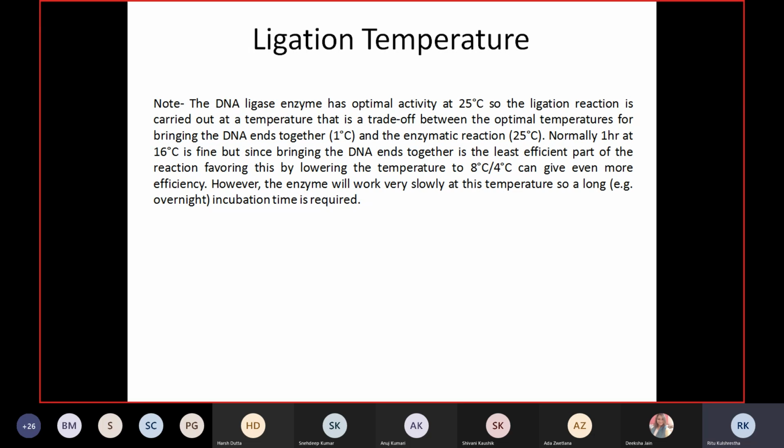So let's say in your tube you have 5,000 vector molecules and let's say 2,000 insert molecules, and you want to ligate them and then transform them, and you want to get your ligated product. So even if 10 molecules have bound to each other or ligated to each other and then you transform, maybe it's good enough in that particular purpose.